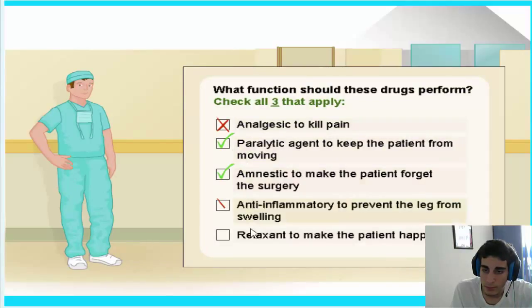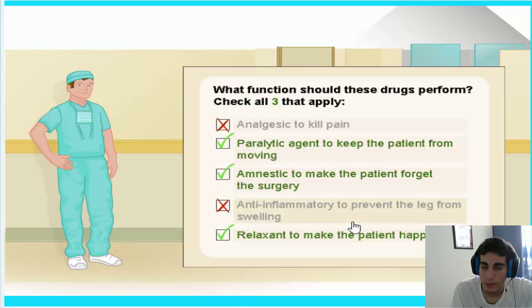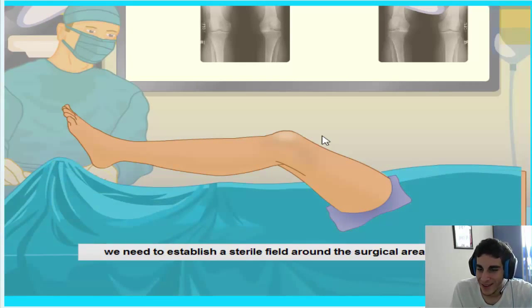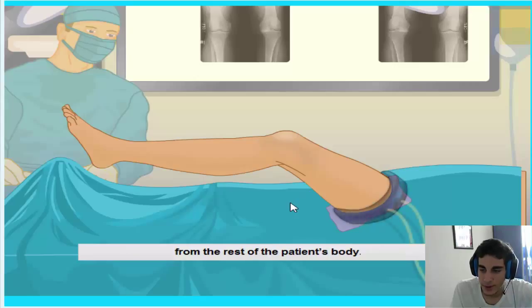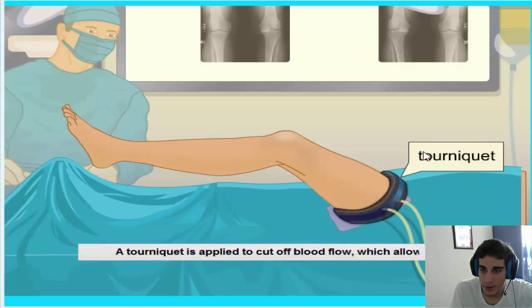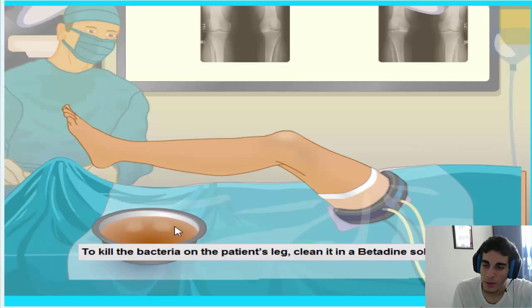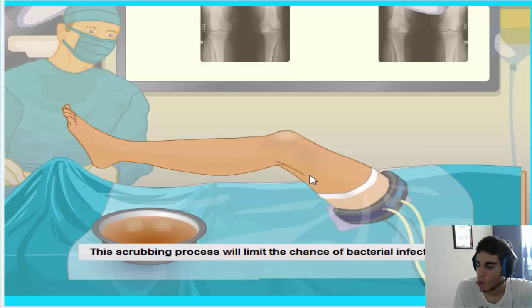Good work. Great. Nope. Fantastic. After the patient is unconscious, and before the first incision is made, we need to establish a sterile field around the surgical area. A series of sterile drapes isolates the surgical field from the rest of the patient's body. A tourniquet is applied to cut off blood flow, which allows a clearer view of the surgical field during surgery. To kill the bacteria on the patient's leg, clean it in a betadine solution. This scrubbing process will limit the chance of bacterial infection.